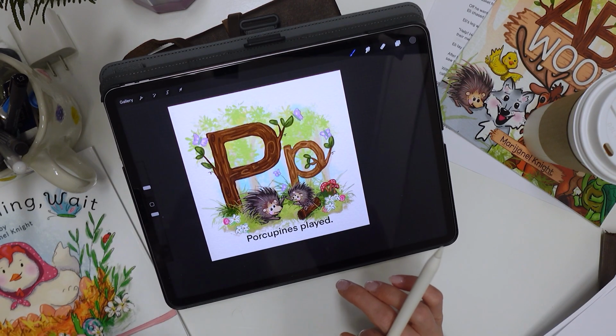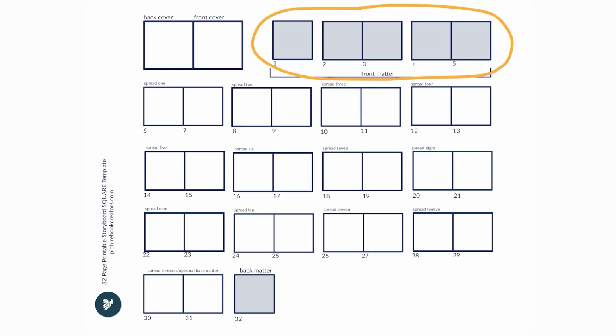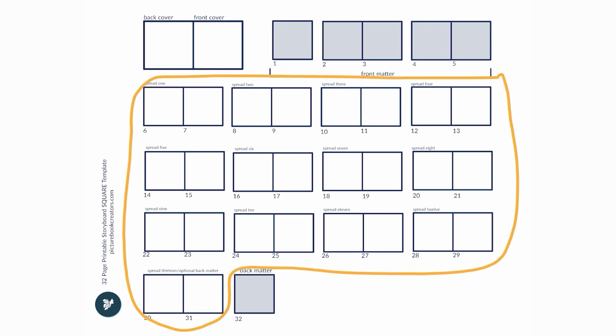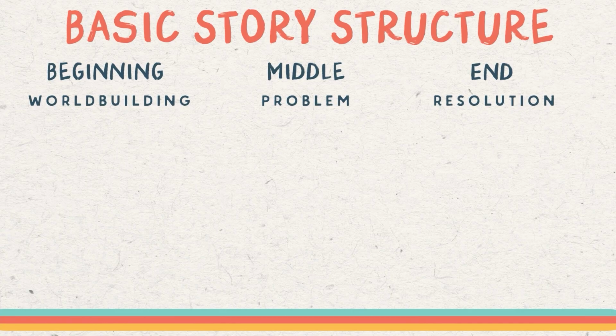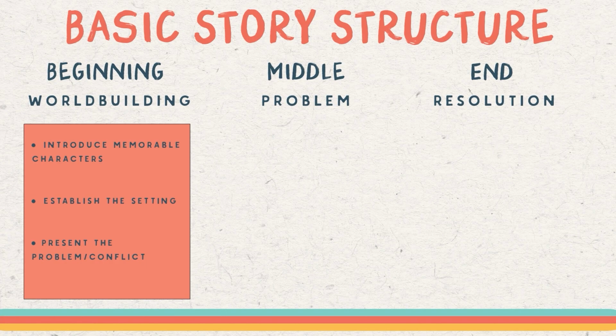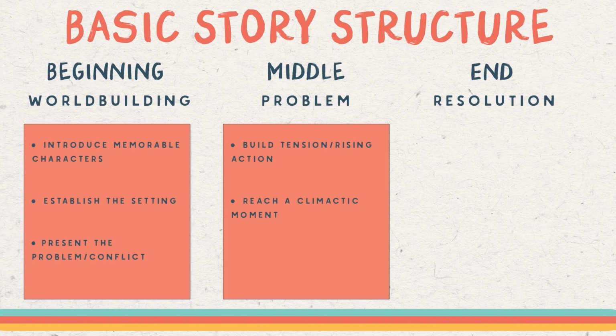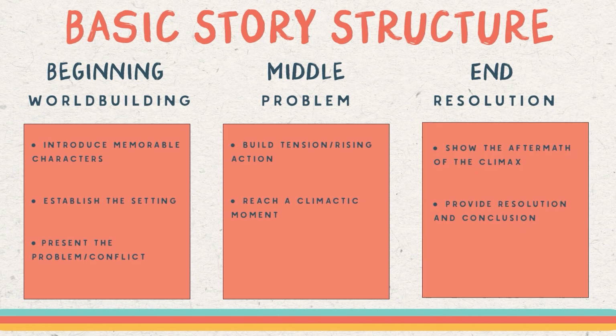Okay, so as I mentioned, we have front matter and we have back matter. But in between that, every well-written story has a beginning, middle, and end. Your beginning is your world building, the scene setting, the character introduction. Your middle is where the conflict builds into a climax, and basically the problem is really huge in the middle of the book, and maybe solutions are started to be thought of. And then at the end of the book is where we resolve the story with a satisfying conclusion.